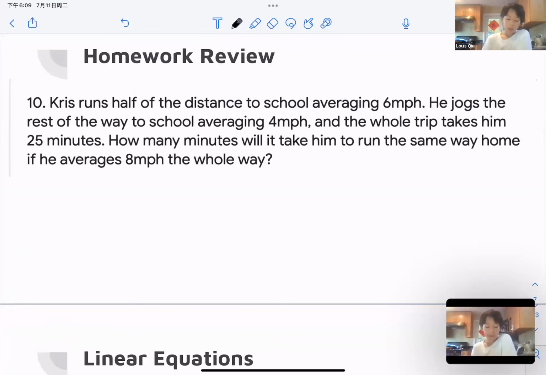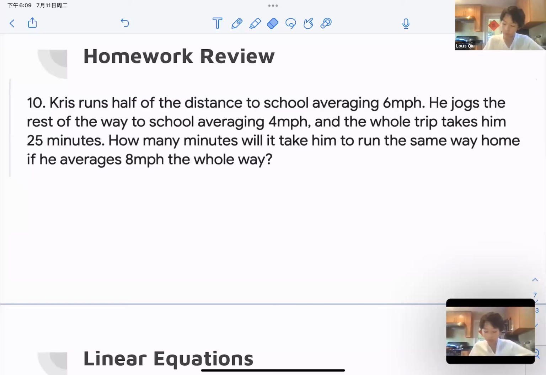Chris runs half of the distance to school, averaging 6 miles per hour. And then he jogs the rest of the way to school, averaging 4 miles per hour. The whole trip takes 25 minutes. How many minutes will it take him to run the same way home if he averages 8 miles per hour the whole way?